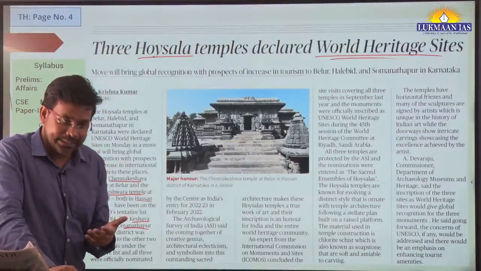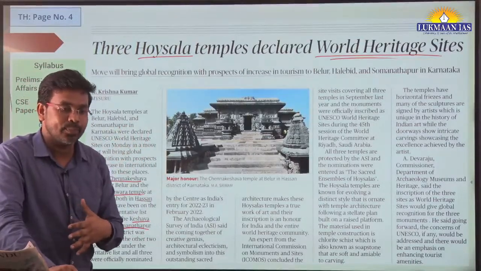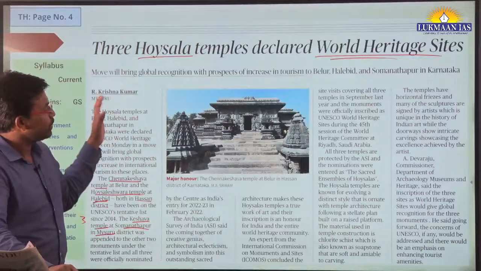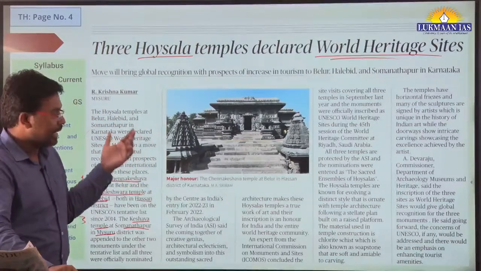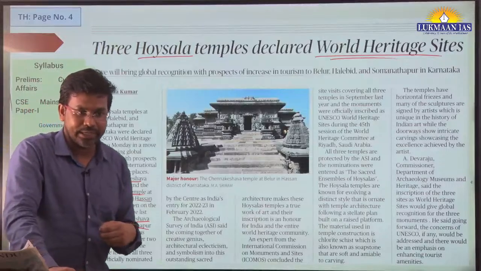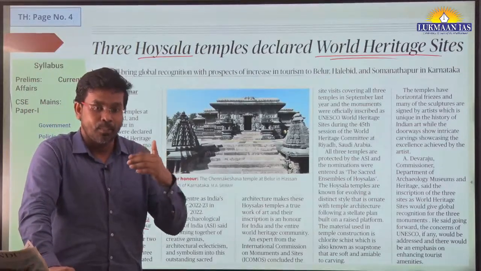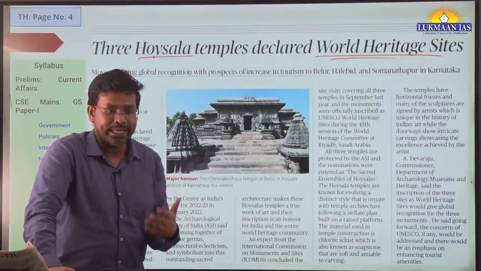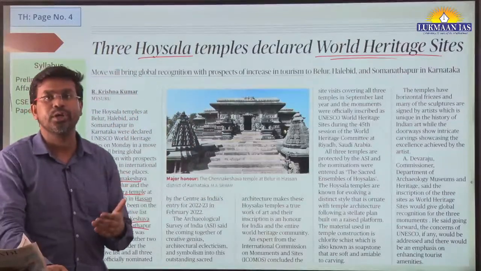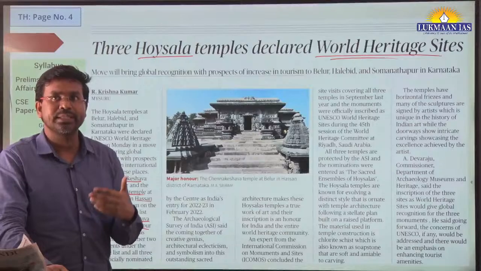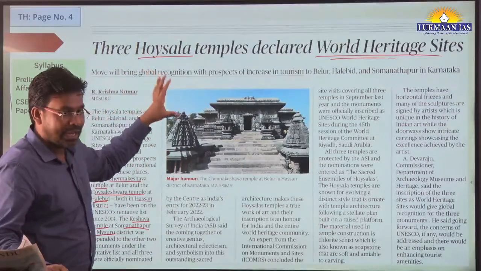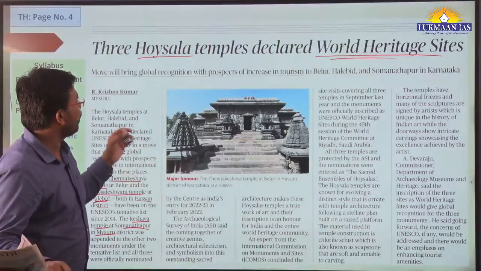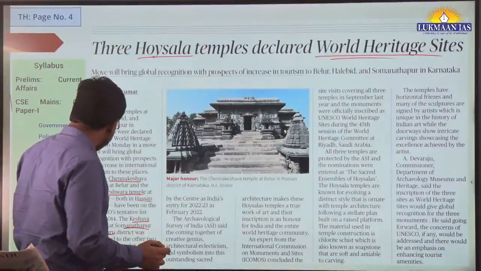For their representation in the UNESCO World Heritage Sites, the central government of India sent a proposal in the year 2022-23 itself. So this year they have included it. The Archaeological Survey of India, the largest body that protects monuments, temples and old structures in India, has praised that these temples are now going to receive international attention, and people are going to visit to understand the significance of these temples.